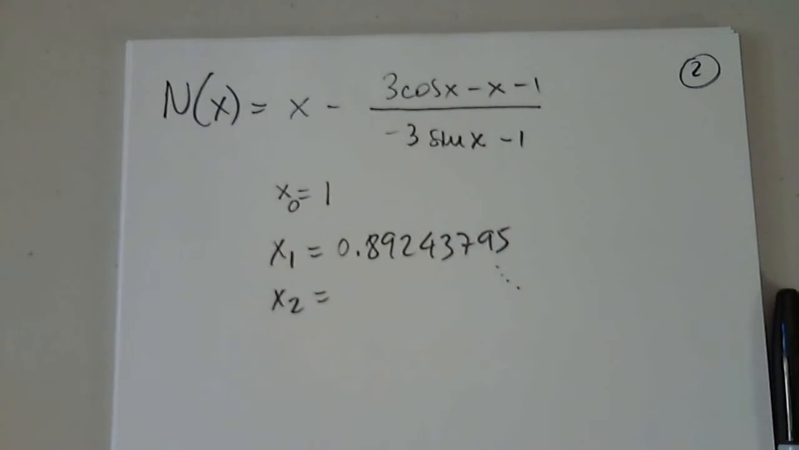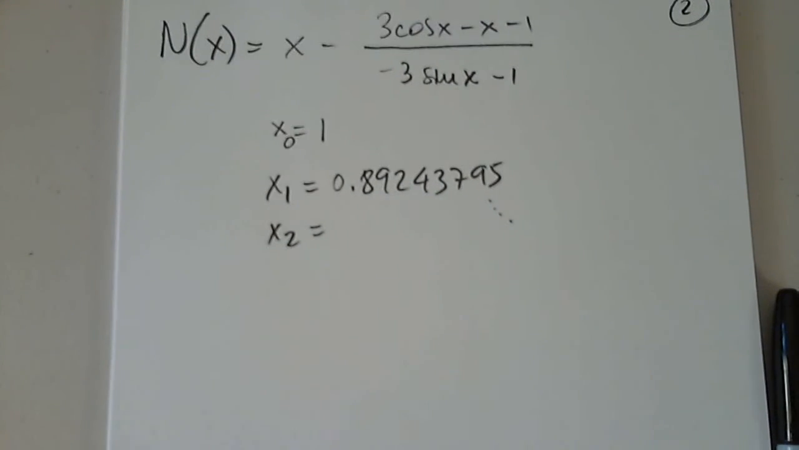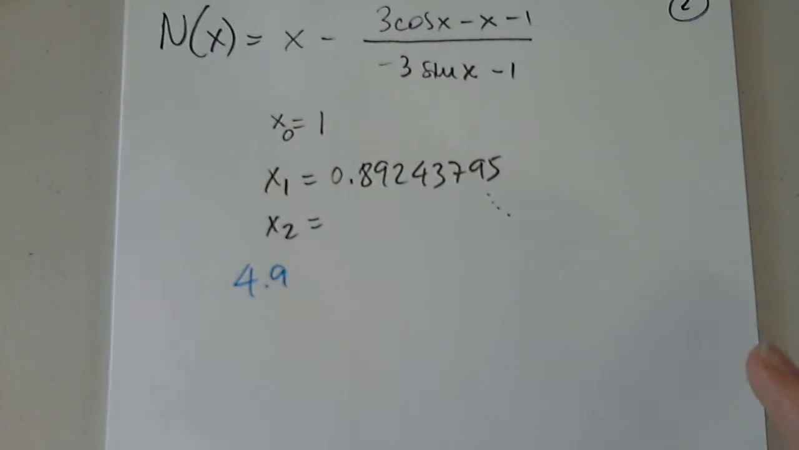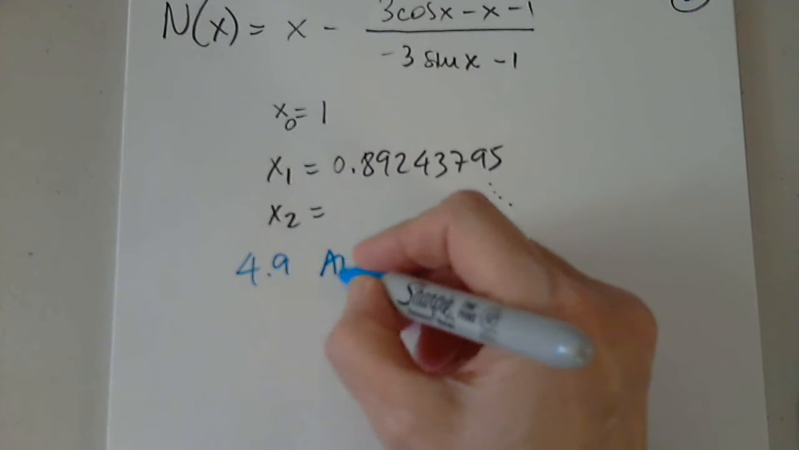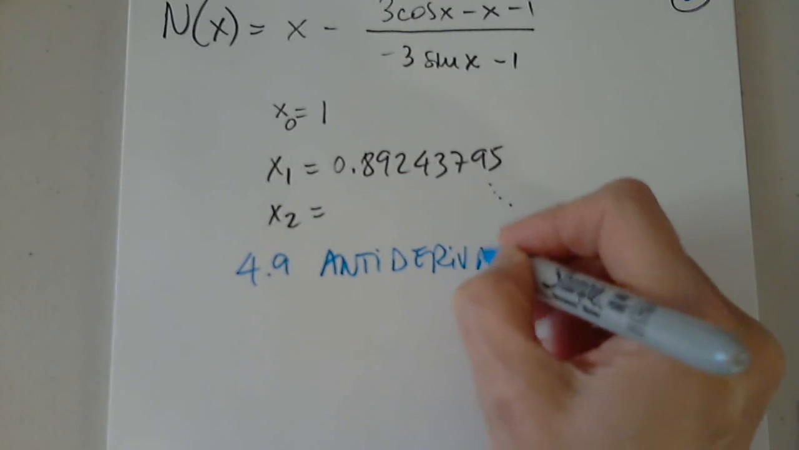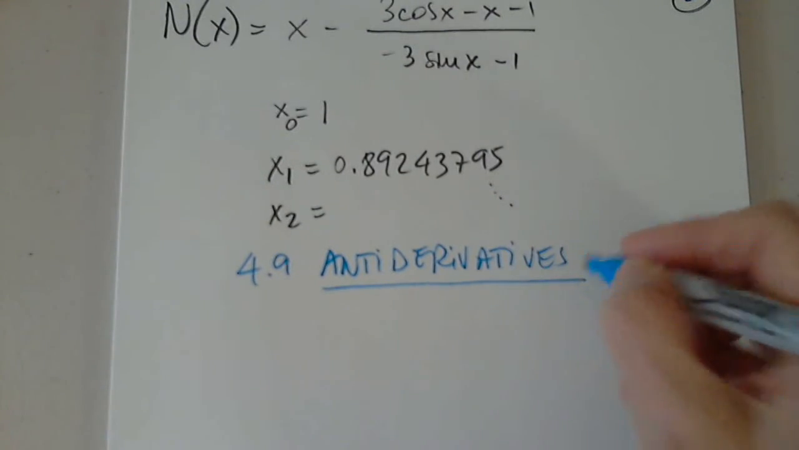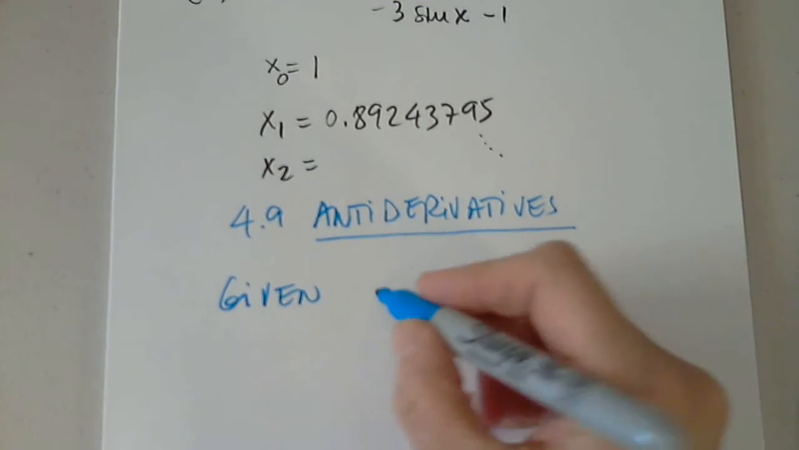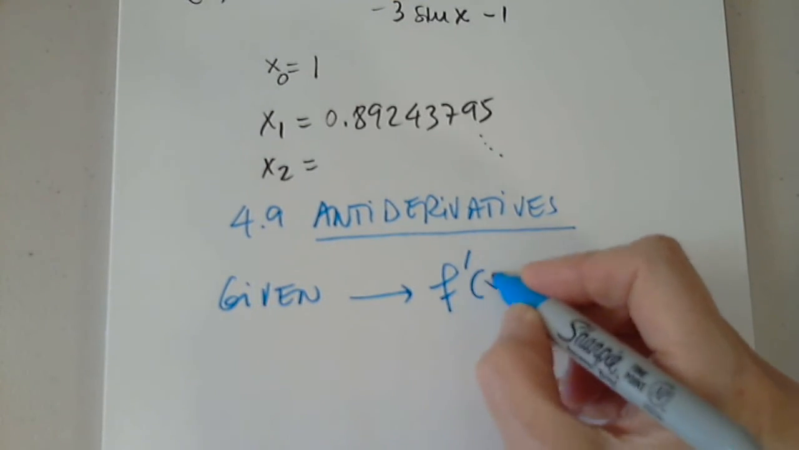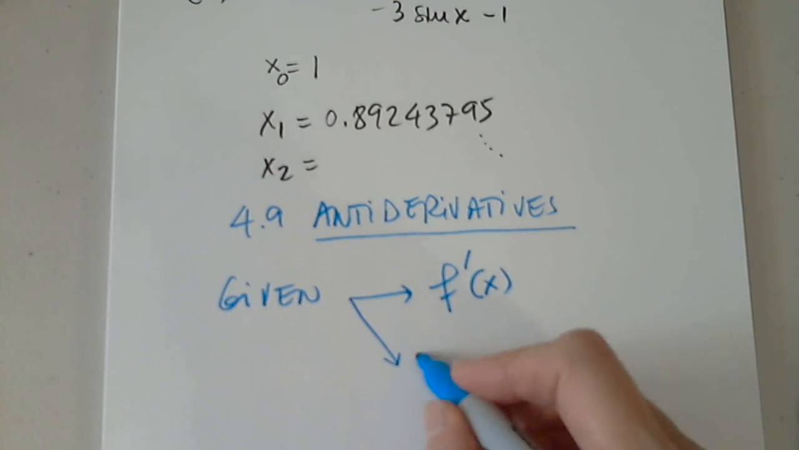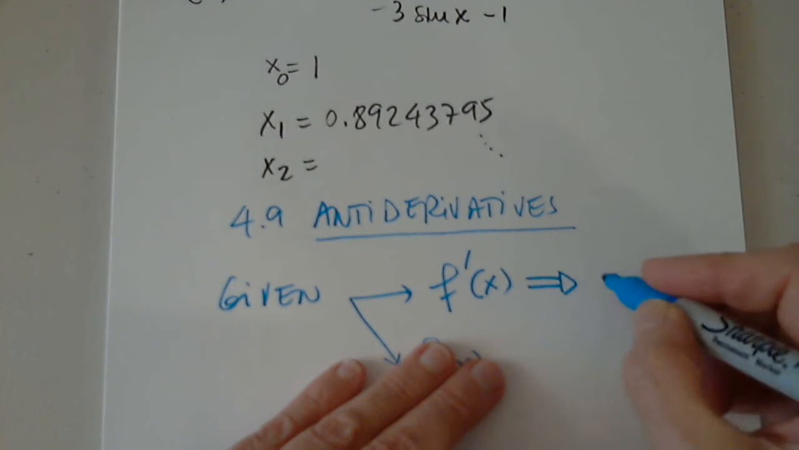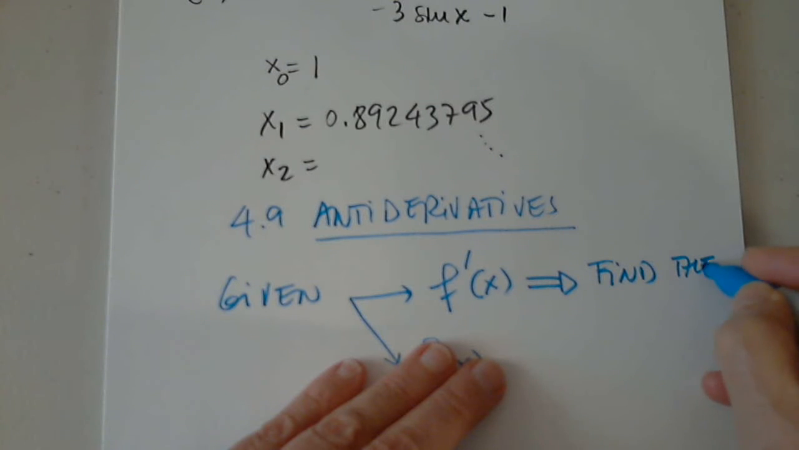Okay, so we are moving on and finishing up chapter 4 with 4.9, which is not part of this test. It will be part of test 4, antiderivatives. What is this all about? Well, we can be given the derivative, or we can be given a function. If I'm given a derivative, I will be asked to find the function.